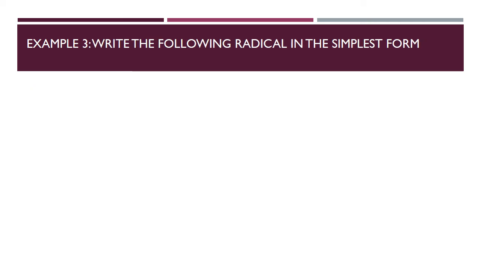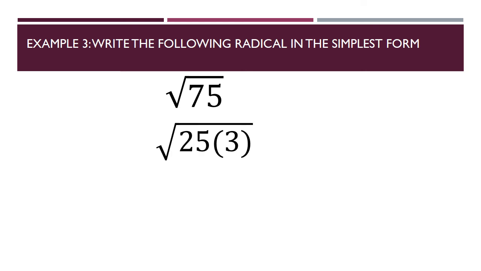Let's take a look at our last example. We have radical 75. So I need to ask myself, what two factors can I multiply together to get 75? And one of them is a perfect square. And at the same time, this perfect square has to be the largest perfect square that goes into 75. And after you think about the factors, you'll find out that the two factors that you can multiply together to get 75, and one of them is the largest perfect square, is 25 times 3.